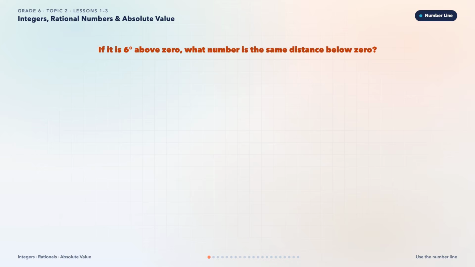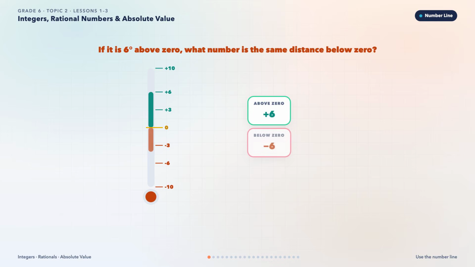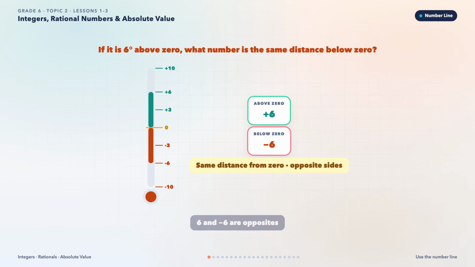If it is 6 degrees above 0 outside, what number represents the same distance below 0? Watch the thermometer. Positive 6 sits 6 degrees above 0. Negative 6 sits 6 degrees below 0. Same distance from 0. Opposite sides. 6 and negative 6 are opposites.